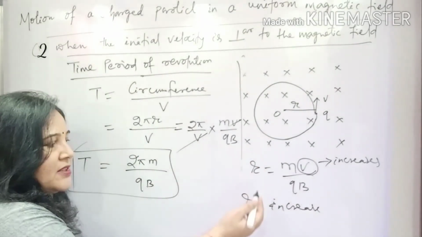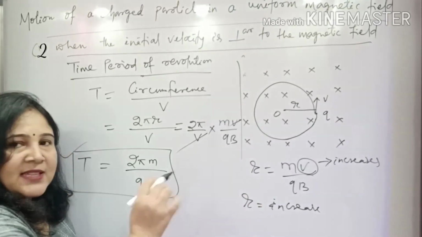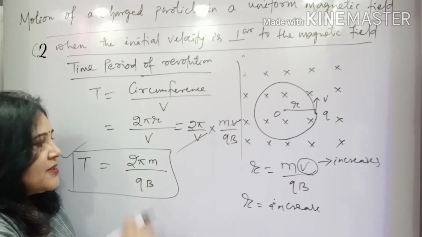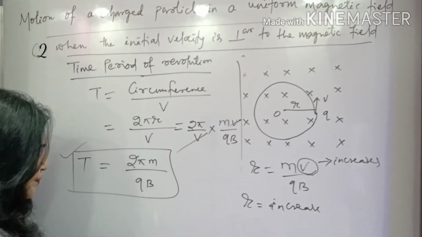So if v is increasing, r is also increasing simultaneously, and due to that it is not going to change your T value, right? So that's why T is independent of these two.